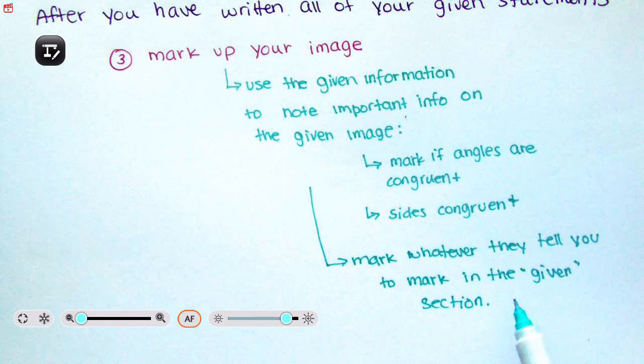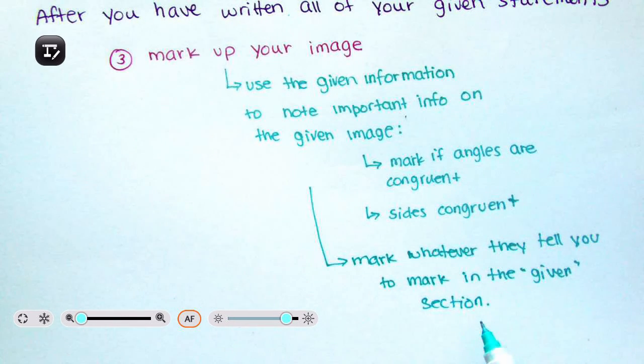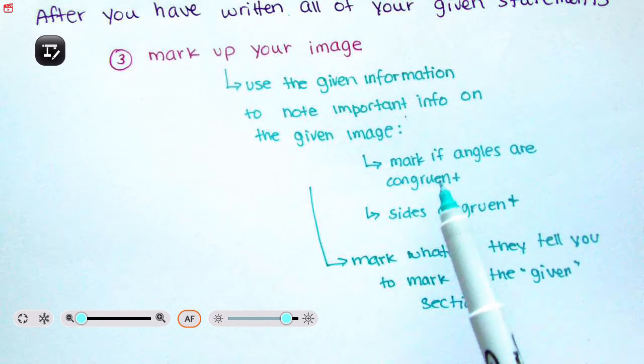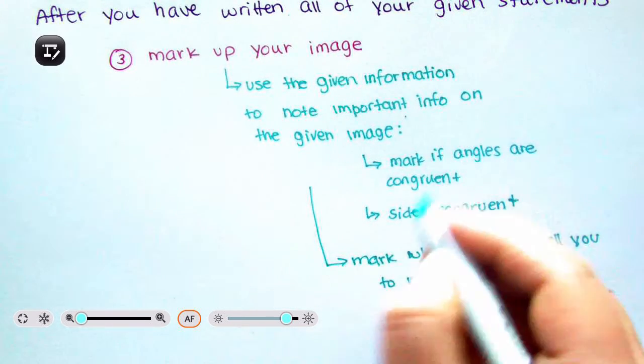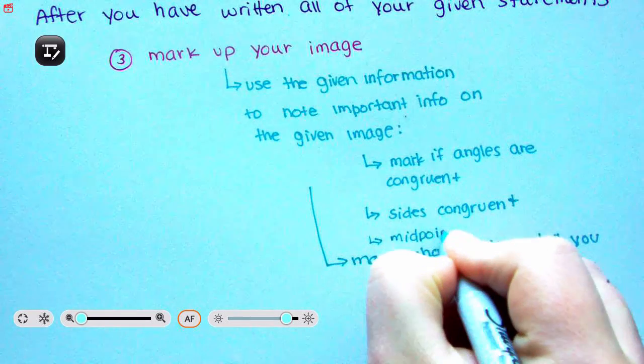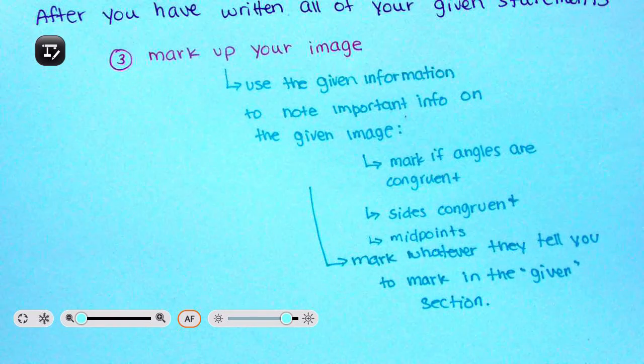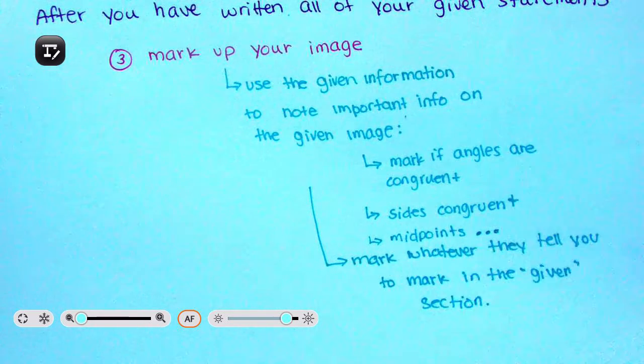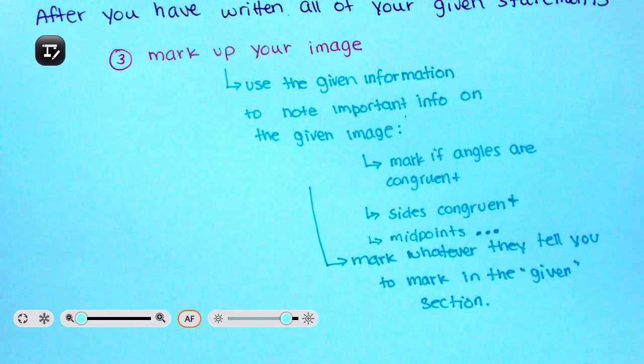But ultimately, you're going to mark whatever they tell you to mark in the given section. You're going to look in the given section and say, hey, this is what they tell me. This is what I'm going to mark down. Sometimes it's going to be angles. Sometimes it's going to be sides. Sometimes it's going to be a midpoint. I'm going to put a ... here because there can be so much more that they tell you, but whatever it is, you're going to mark it. Okay, now step number 4.